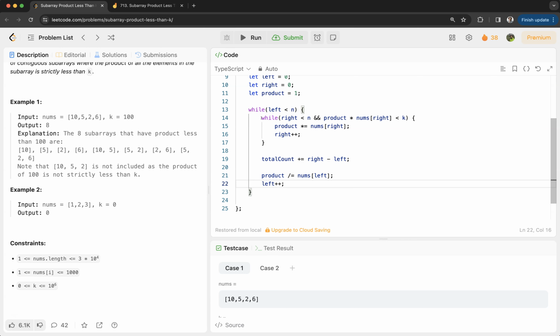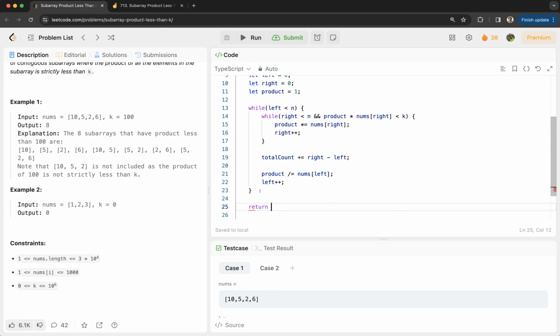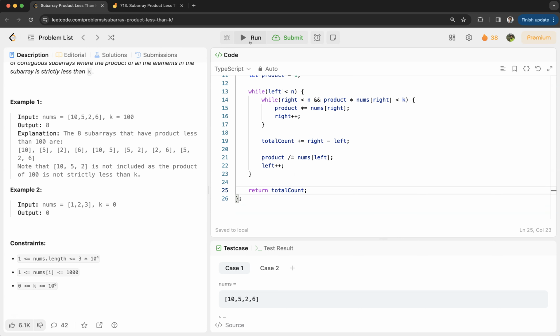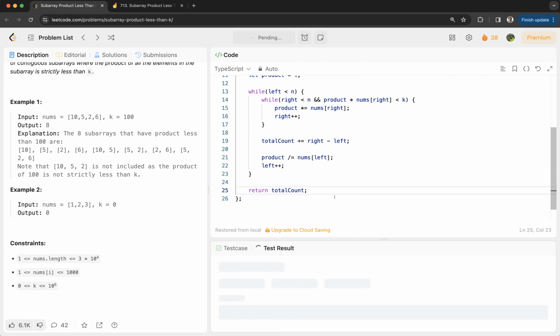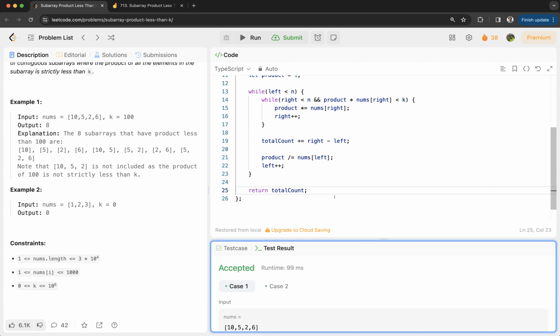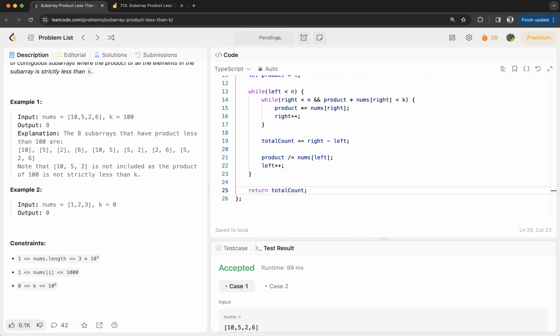And then in the next round, we are going to expand again and then add the total count and then shrink again. Expand, add the total count, shrink. Okay. And here we return total count. That's it. And we submit.